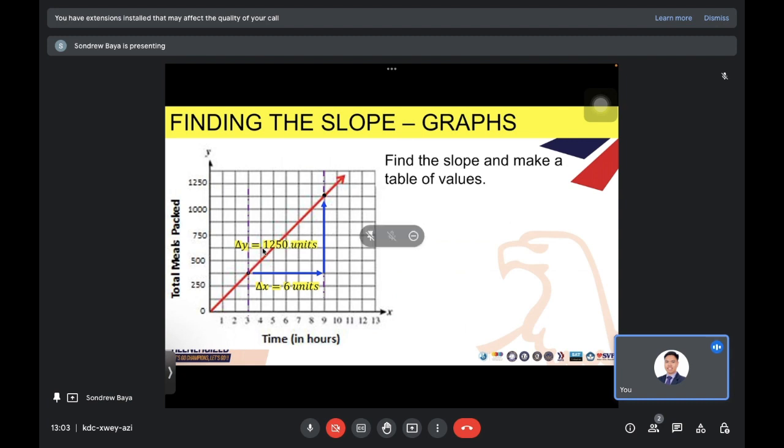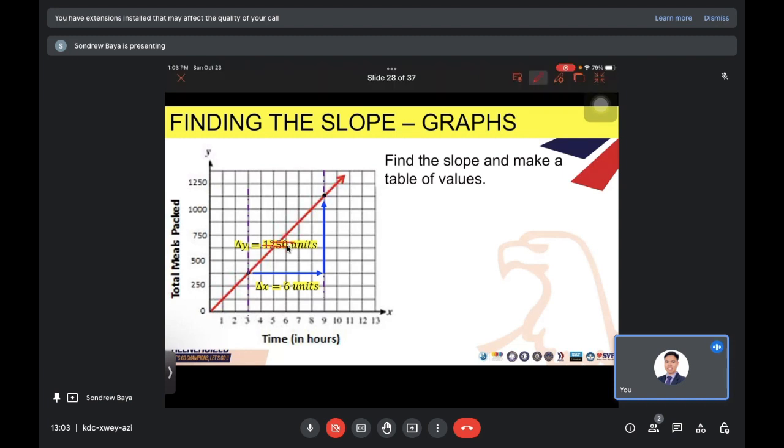Therefore, this is not 150, I'm sorry. So I guess we got a mistake here. This is not actually 150. In other words, this is just about 750 units. Okay? So the change in y is just about 750 units and not 150 units. All right? So if we continue, I'm sorry for that. If you count it, every 2 units in the y, that's 250 units. So this is 250, this is 500, this is 750. So that must be 750 over 6, or simply 125.